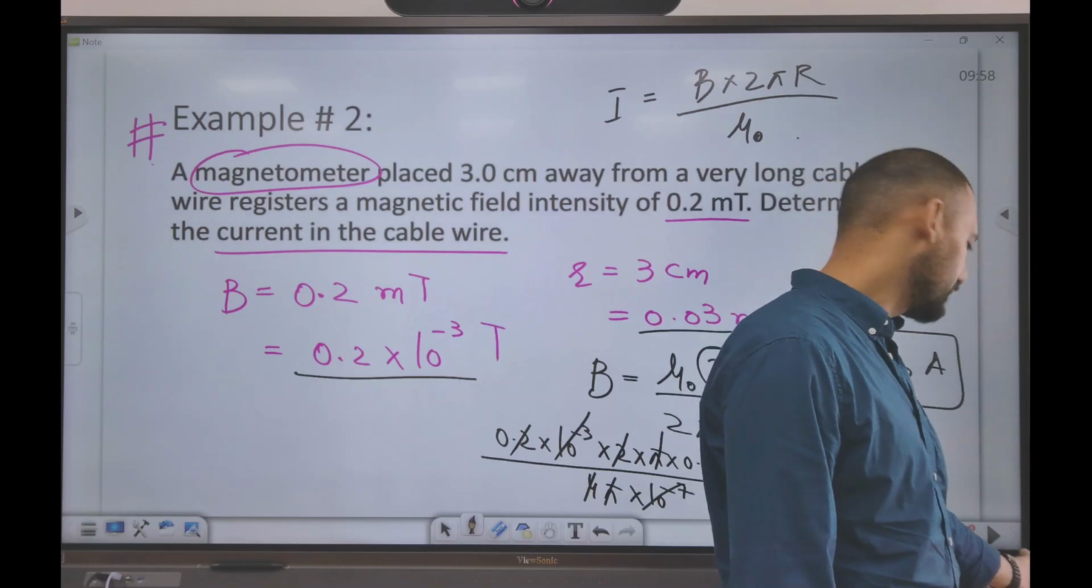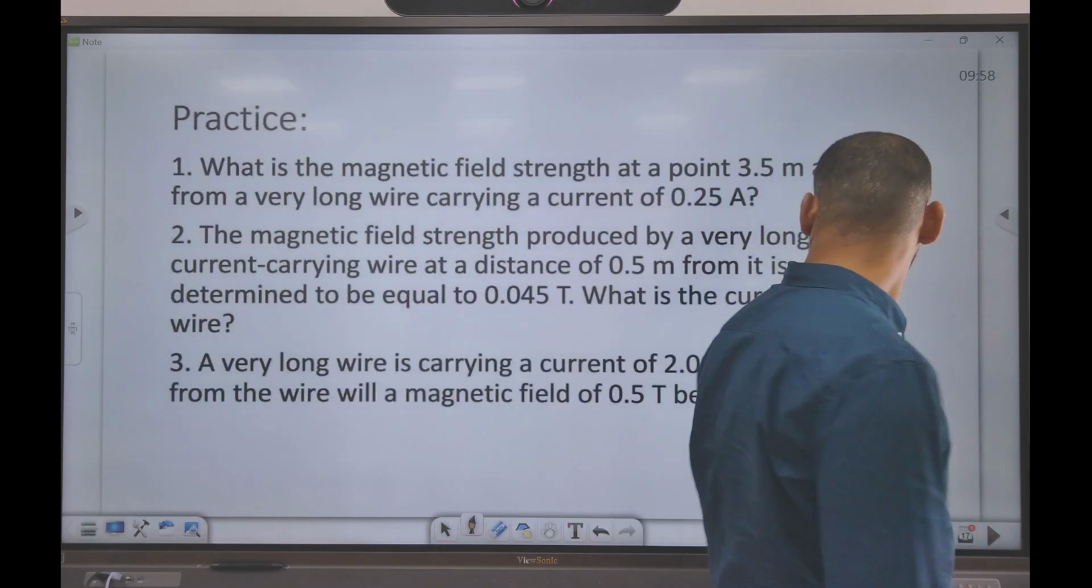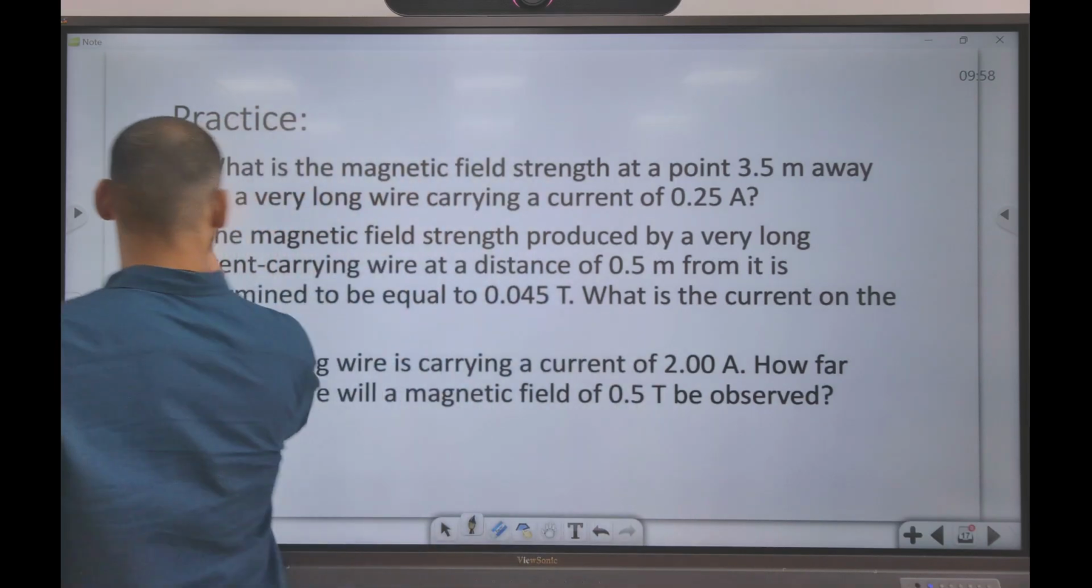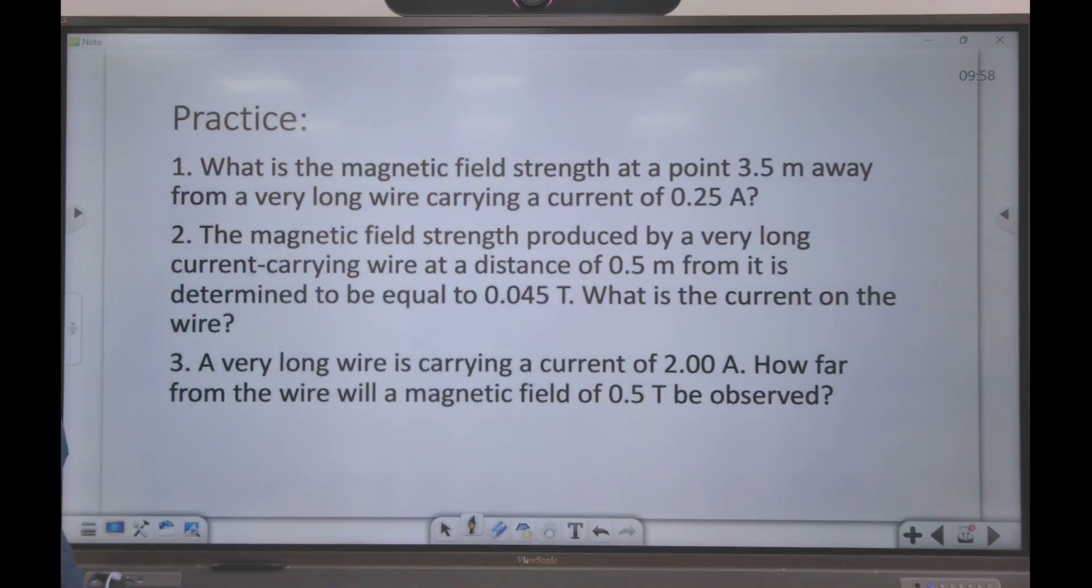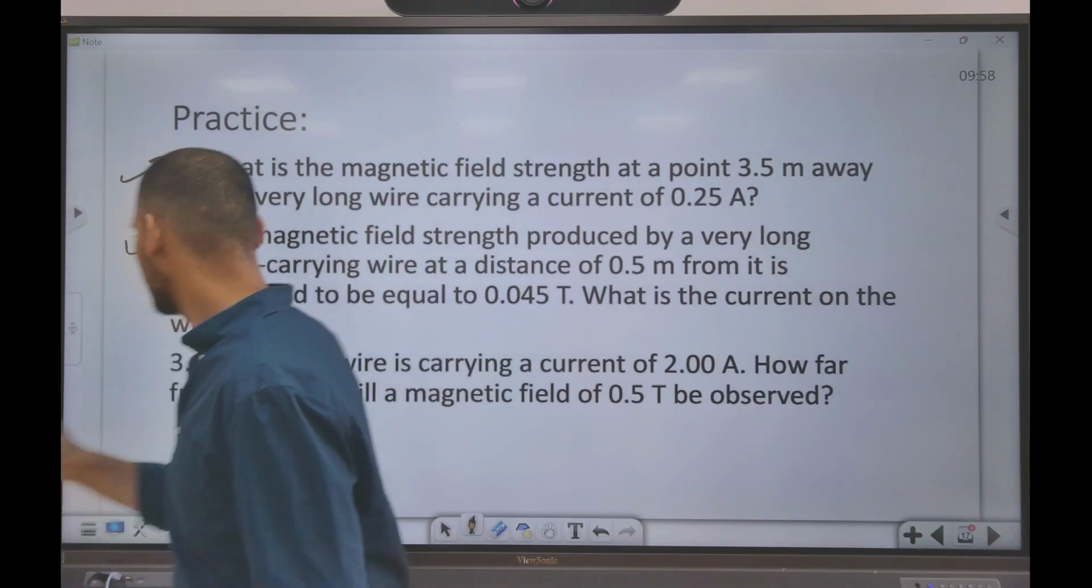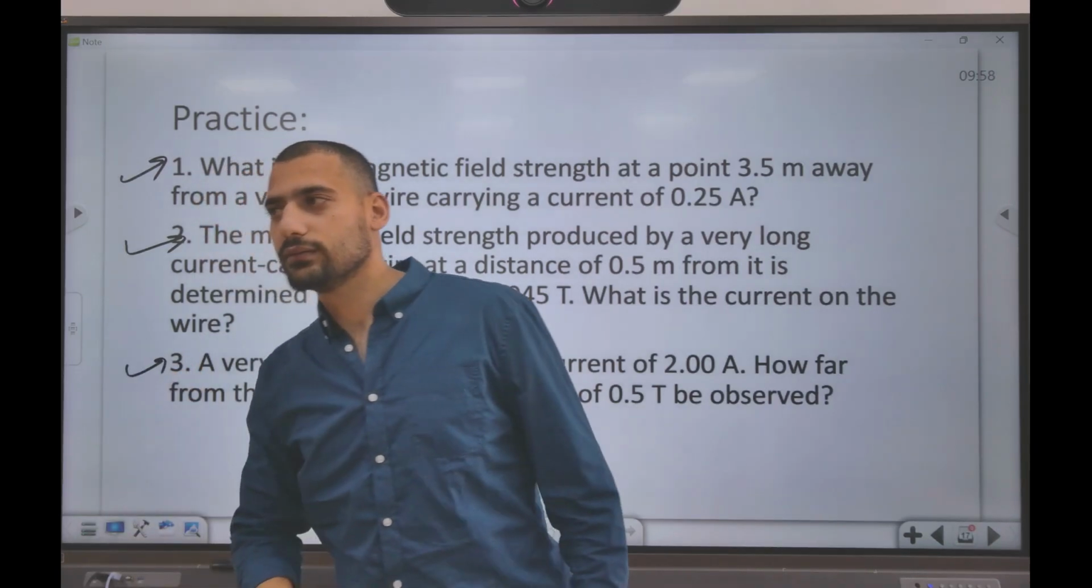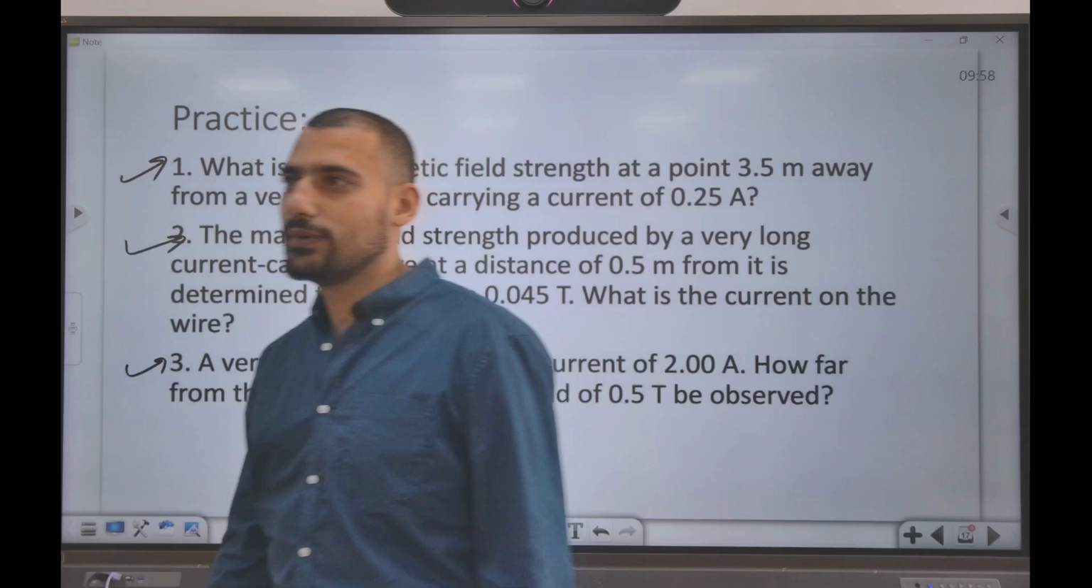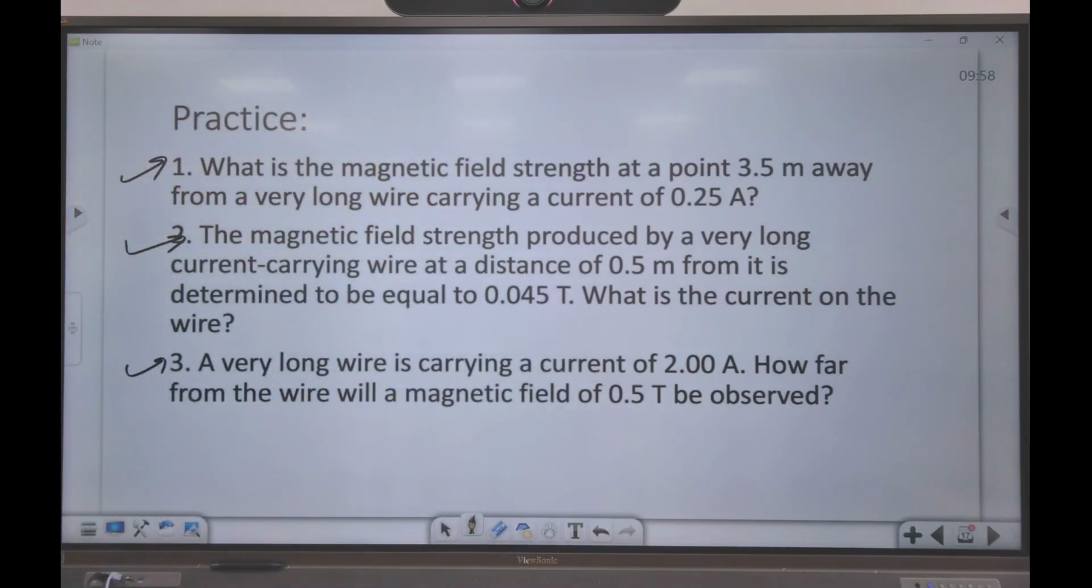Now, 3 questions. I want this row to solve the first one, this row to solve the second one, and these very good students to solve the third one. Come on. Someone from each row has to come up with an answer.